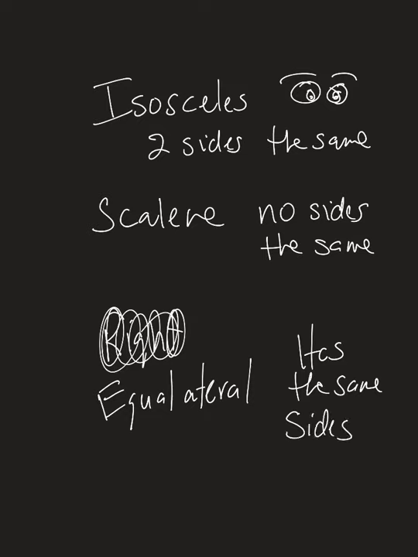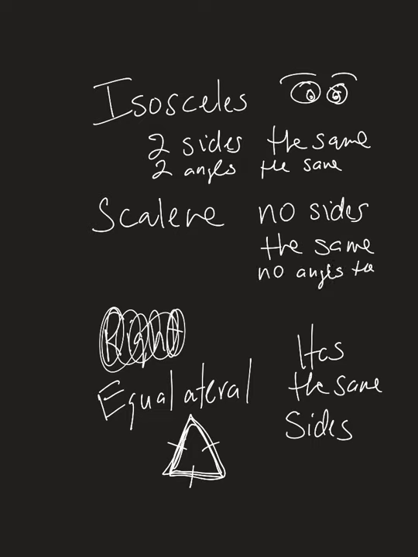And remember, in an equilateral triangle, they're all going to look like this. And when all the sides are the same, all the angles are going to be the same. So in this isosceles triangle, you're going to have 2 sides the same and also 2 angles the same. Your scalene triangle, you're going to have no sides the same and no angles the same. And your equilateral triangle has the same sides and angles. So just a quick overview of everything.